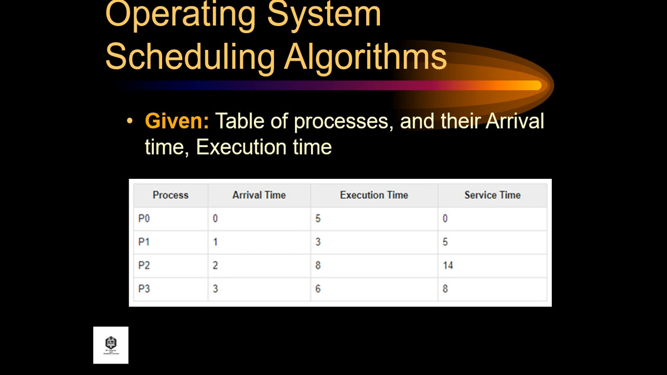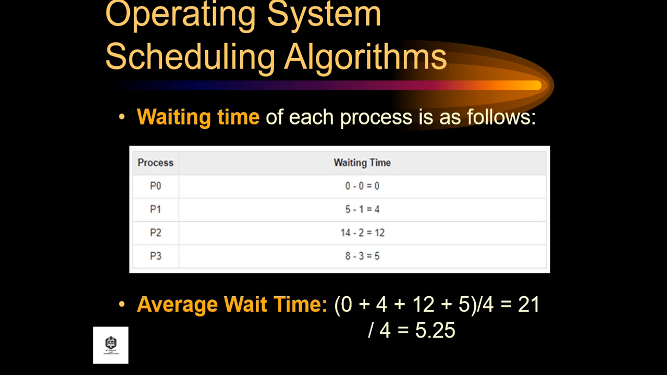Waiting time of each process is as follows. P0, the waiting time, so 0 minus 0. P1, 5 minus 1. P2, 14 minus 2. And P3, 8 minus 3. So the average wait time is 0 plus 4 plus 12 plus 5 divided by 4, which is equal to 5.25.